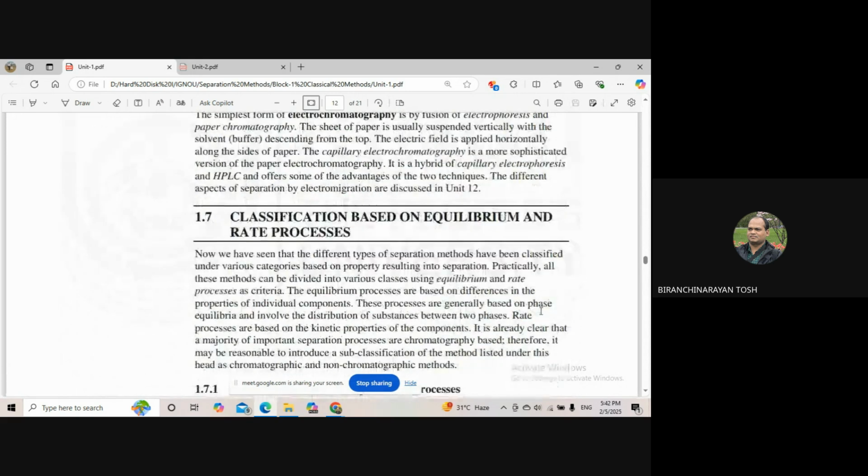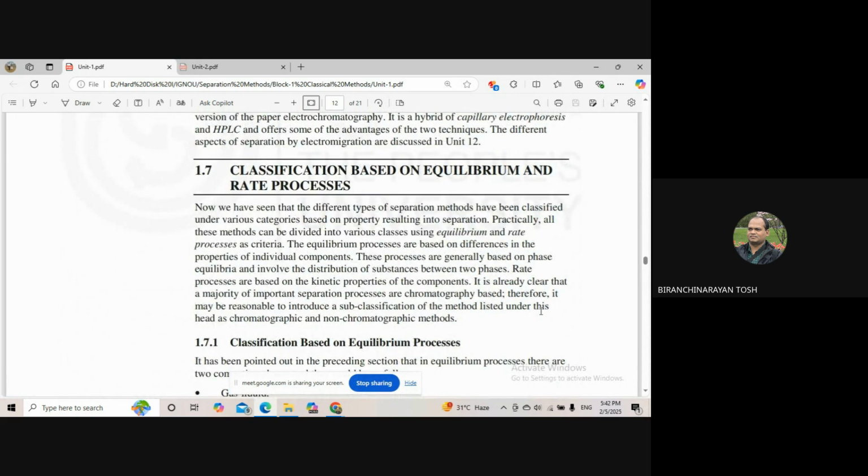Then classification based on equilibrium and rate processes. Depending upon the rate of reaction, it may be physical or chemical, that is rate of adsorption, all these things. Which we have already discussed, they are divided into various classes like equilibrium and rate process as criteria.